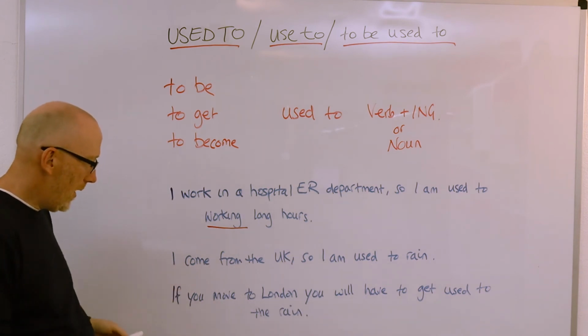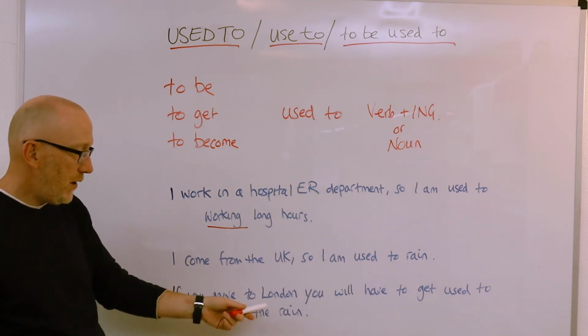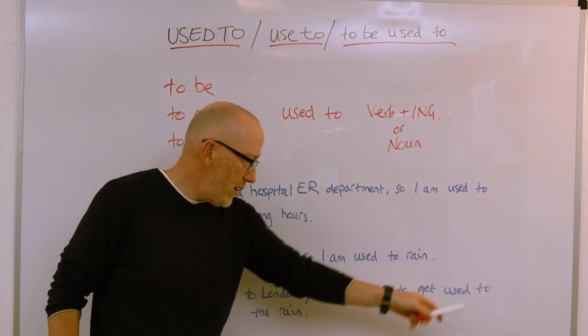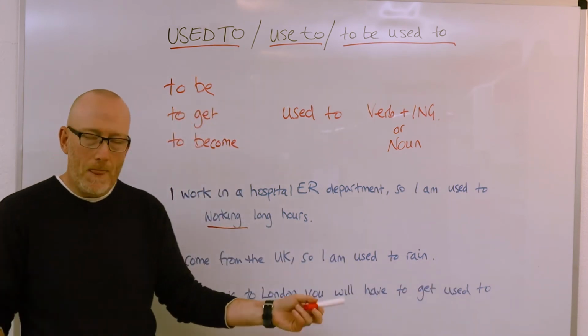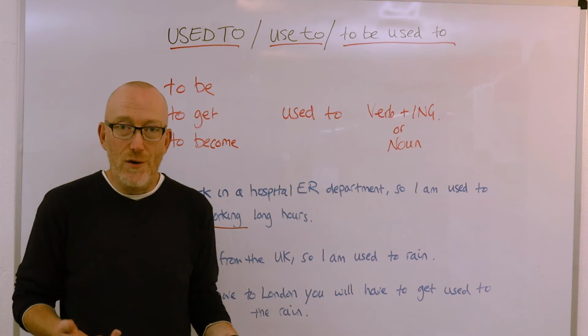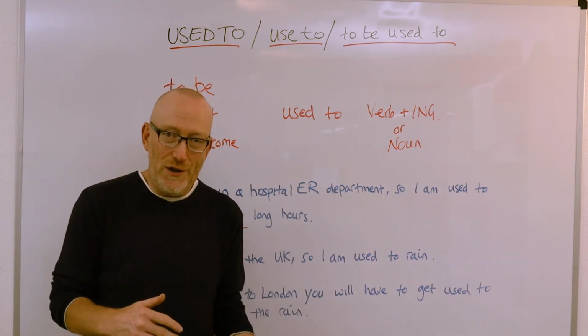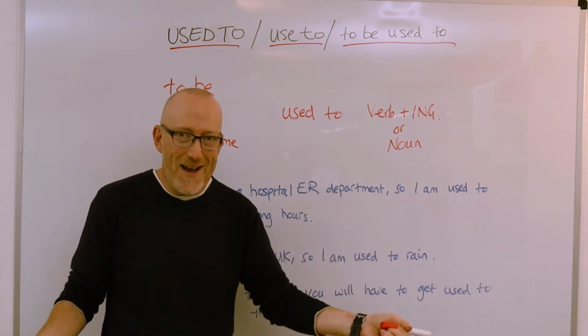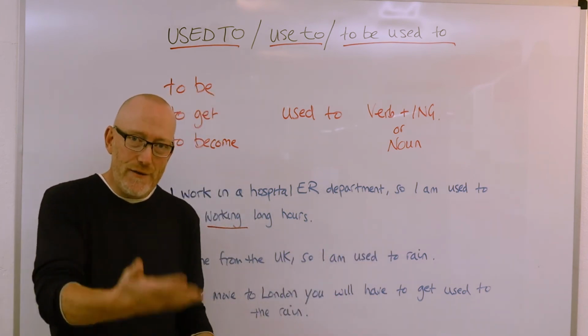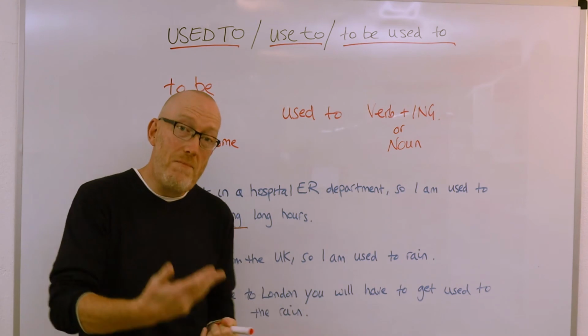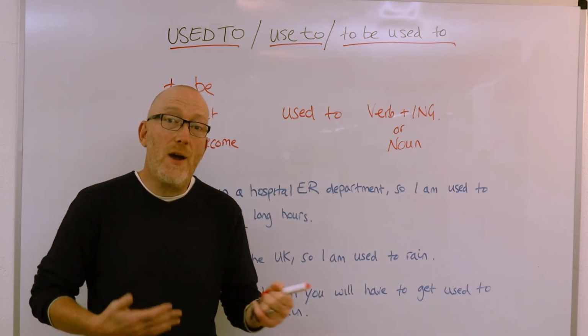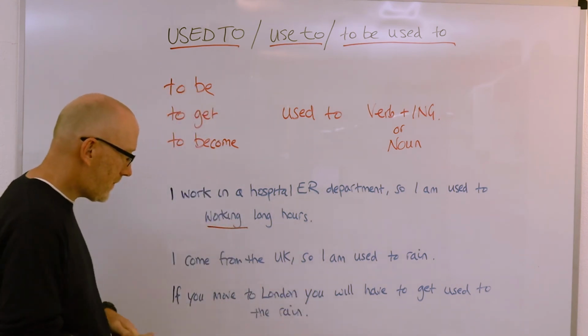So for example, if you move to London, you will have to get used to the rain. Now that is presuming you come from a place where it doesn't rain very often, and you move to London where it rains almost every day. So you will have to get used to the rain. The rain has to become familiar, and you have to become accustomed to the rain.